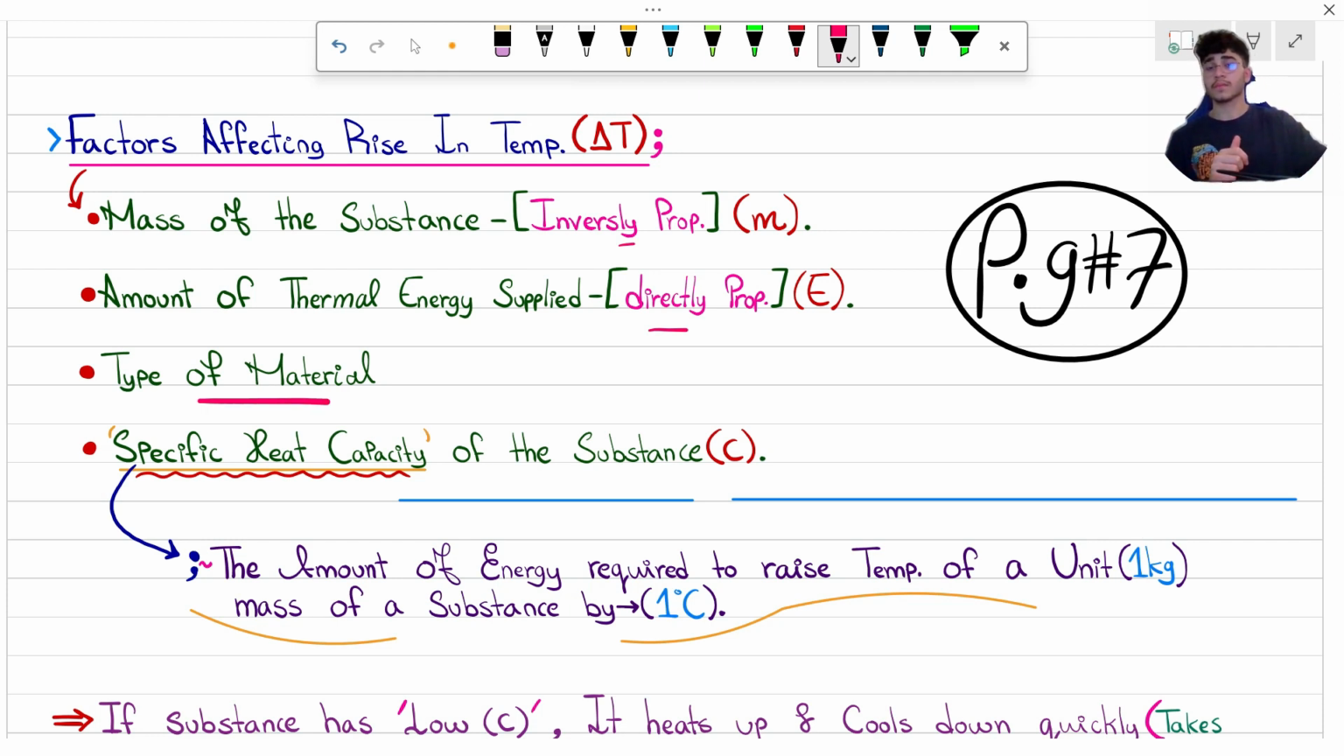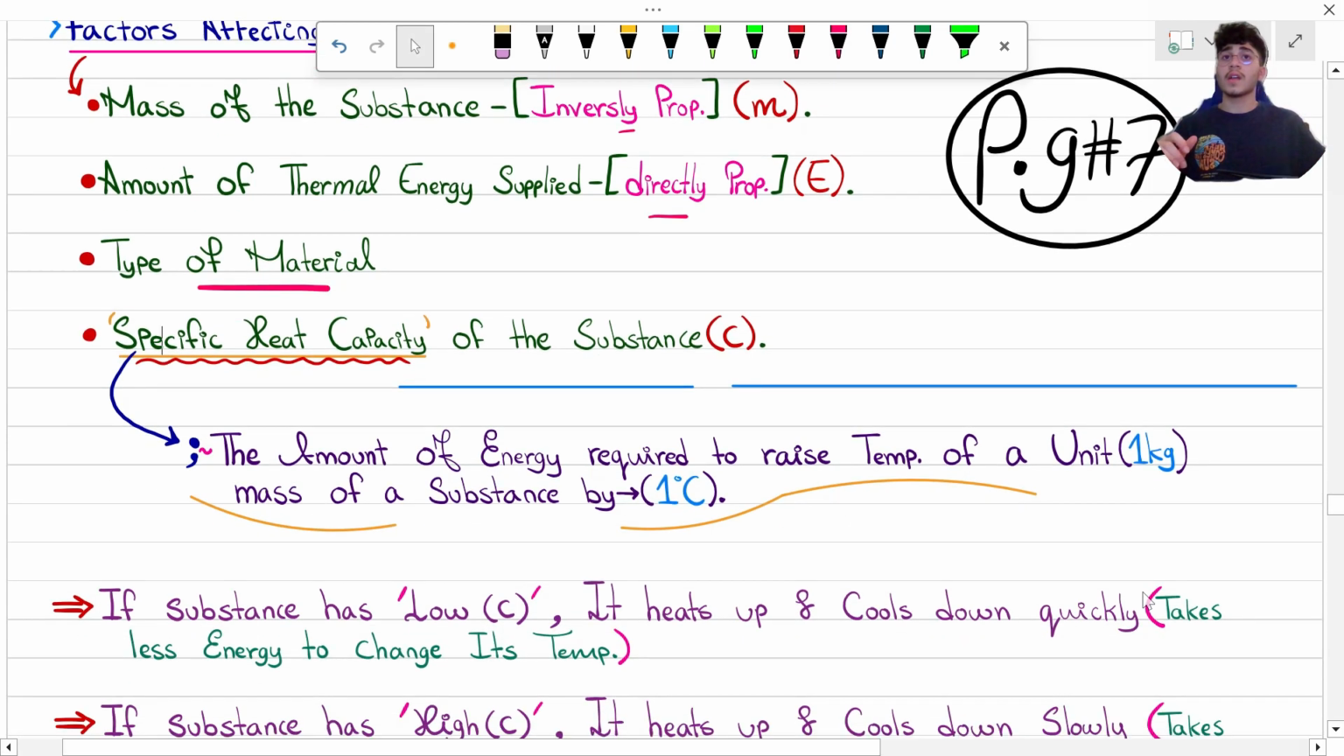Type of material. Of course, not all materials increase their temperature by the same rate. Some materials will increase their temperature faster if you apply the same amount of thermal energy compared to any other substance. For example, copper and magnesium. If we apply 5 degrees Celsius of thermal energy into both copper and magnesium, they both will not increase by the same rate. So type of material is very important. And the most important from all of these is specific heat capacity of the substance, by symbol C.